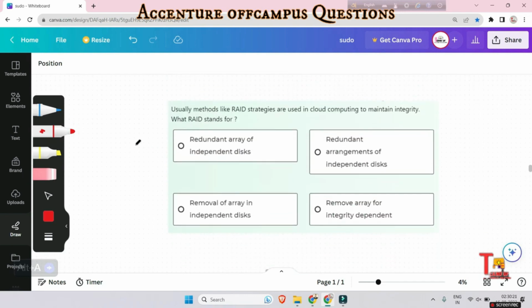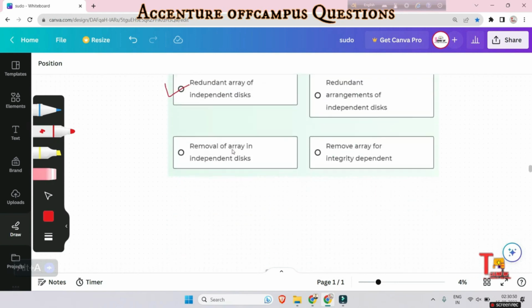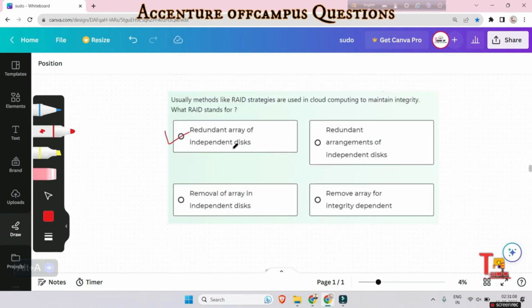Usually methods like RAID strategies are used in cloud computing to maintain integrity, right? So what is the RAID full form? So the full form of RAID is among them. So kindly answer that if possible. Okay, I'm answering. The answer will be Redundant Array of Independent Disks, right? Redundant Array of Independent Disks.